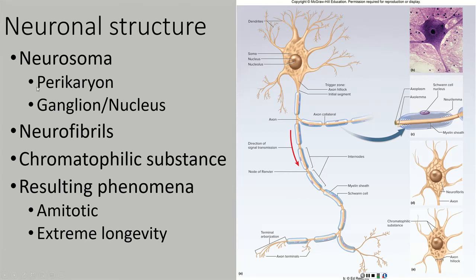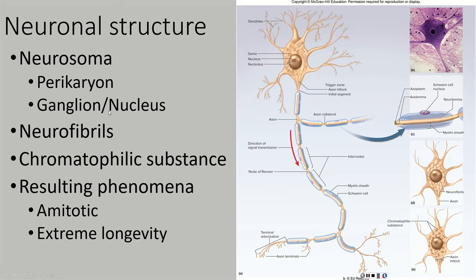Now, there's a word here called the pericaryon. And the pericaryon, depending on different books, it can be used to mean a couple of different things. Our book uses pericaryon the exact same way it uses neurosoma, soma, or cell body. A lot of other sources use pericaryon to mean the cytoplasm inside the neurosoma. So, perikaryon, just know it could mean the soma itself, it could mean the cytoplasm inside the soma.